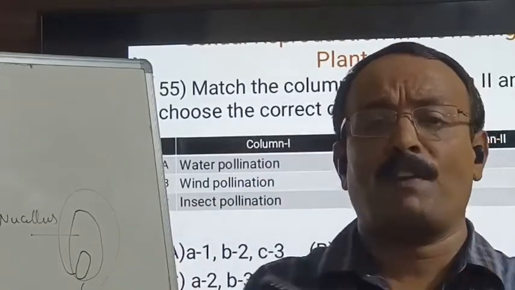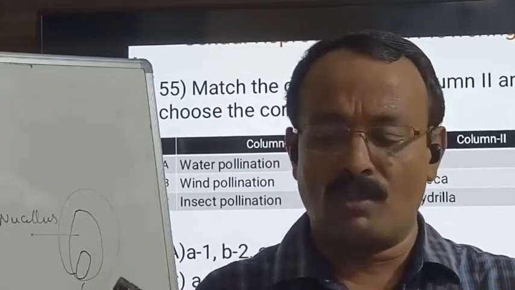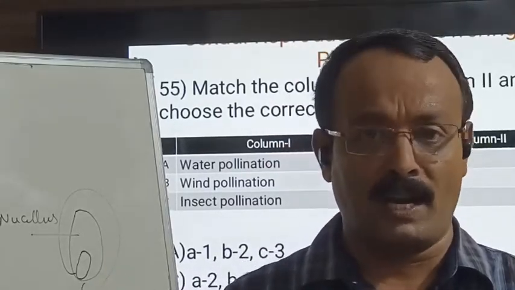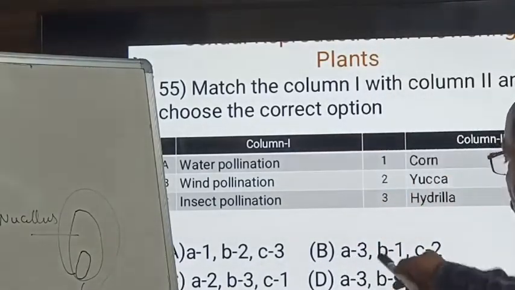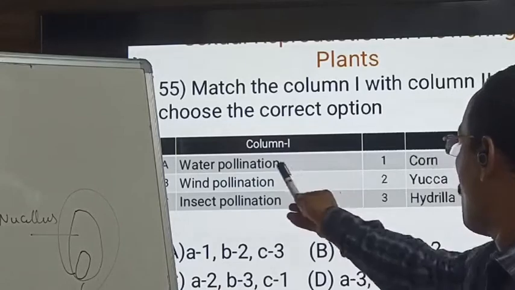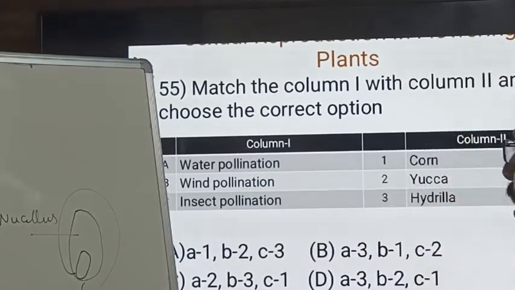During the process of laying eggs or oviposition, this yucca flower gets pollinated. So this relation is a symbiotic relation. That you have to remember. So this is the option you search among the 4 options: water pollination, hydrilla; wind pollination, corn; and insect pollination, yucca.